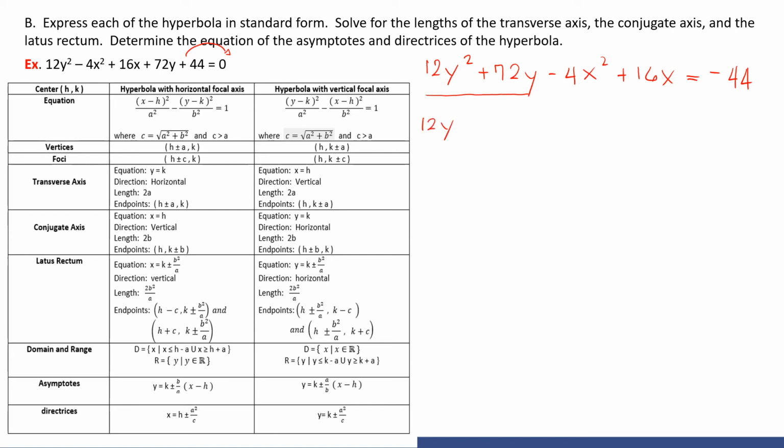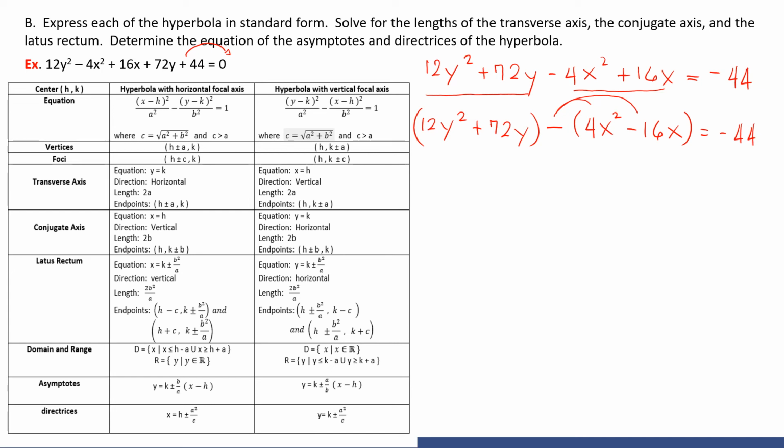So, put parentheses, 12y squared plus 72y as one group. And of course, these two using the x variable are preceded by a minus sign. So it becomes minus the quantity 4x squared minus 16x. Why did it become minus 16x? Because they are preceded by a minus sign. If we distribute it inward, negative times positive 4x squared is negative 4x squared, and negative times negative 16x is positive 16x. So nothing changed. And then equal to negative 44.